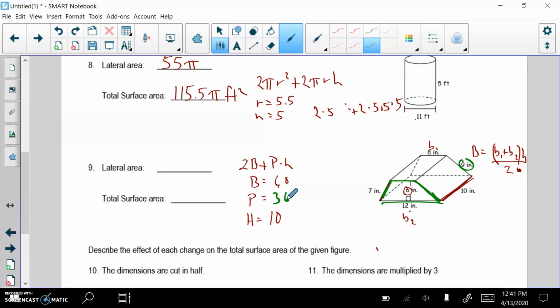Now I have what I need to put in my calculator. 2 times 60 plus 10 times 36. 2 times 60, 120, plus 10 times 36 is 360. I have again my two answers in one. I have my total, which is 480, and my lateral, which is 360.